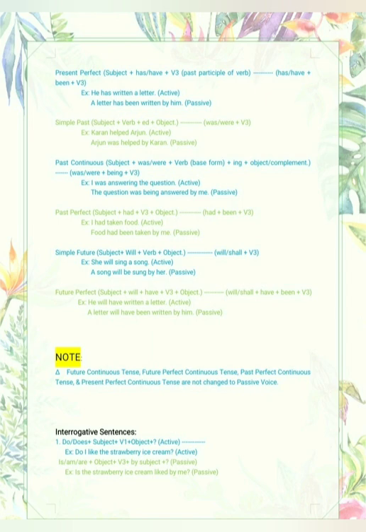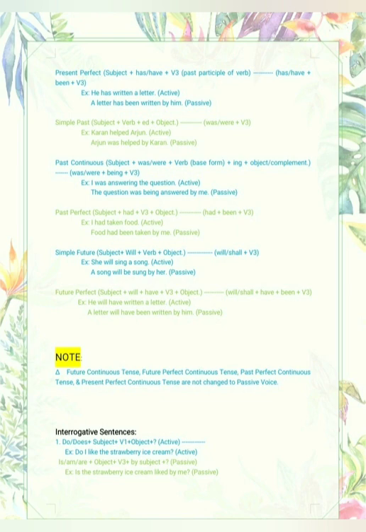Now past continuous. In past continuous tense, we always have one subject, then we add one was or were, and then we use the base form of the verb plus ing plus object or complement. Now when we convert this active voice into passive voice, in past continuous, what will we use? We use either was or were plus being plus V3. Like, I was answering the question. This is in past continuous tense and it is in active voice, and when we are converting the sentence into passive voice, we will get the answer like this: the question was being answered by me.